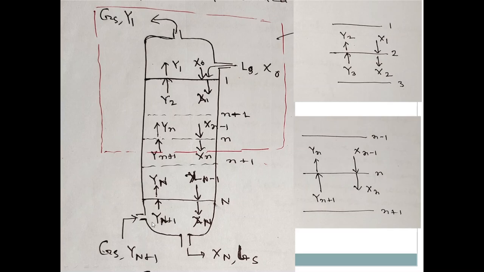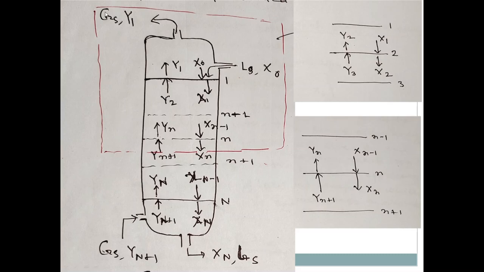So similarly if you take this capital N, GS, so what is coming? Y(N+1) is entering. This is capital X(N-1) entering. What is going out from the nth tray? Capital N, that is YN and XN coming out. So this nomenclature you have to practice a little bit.